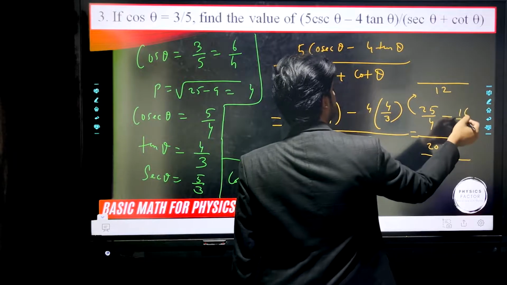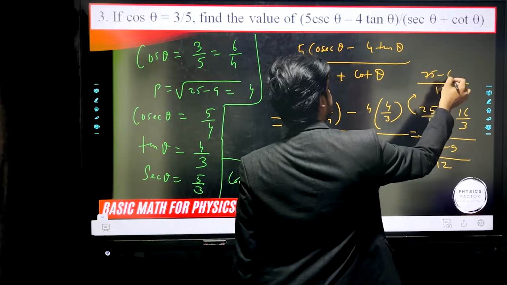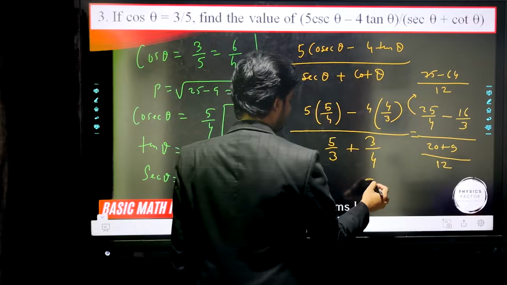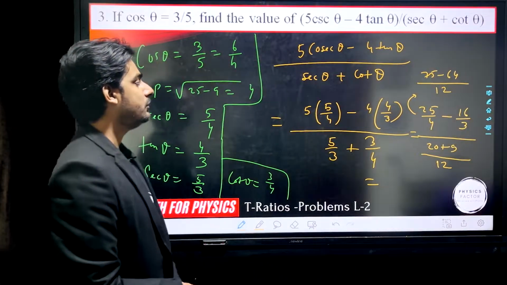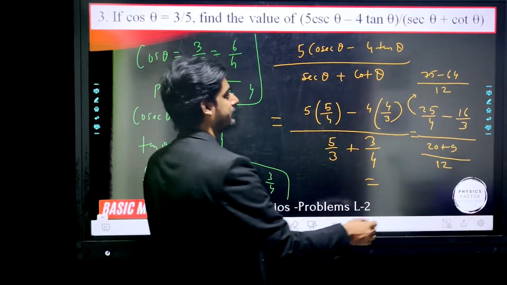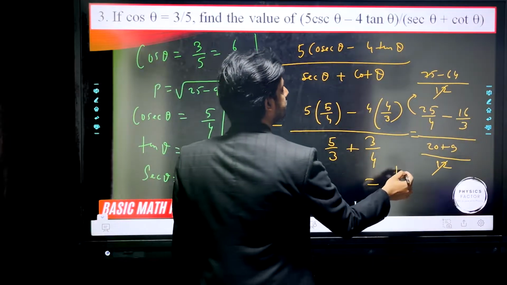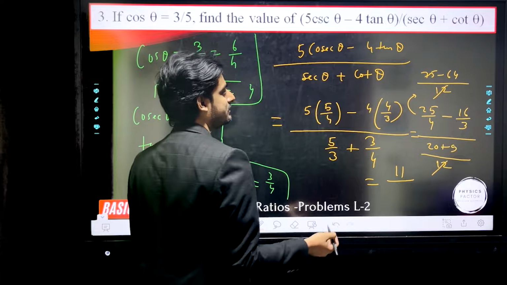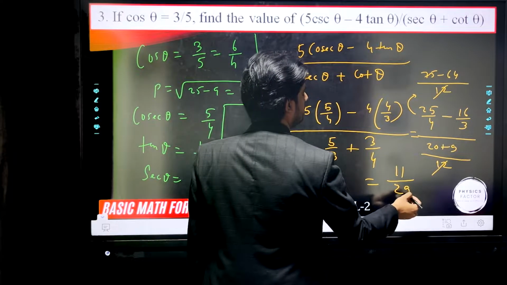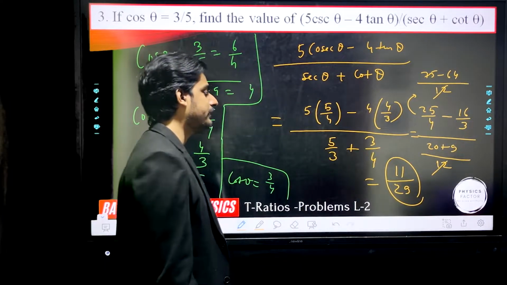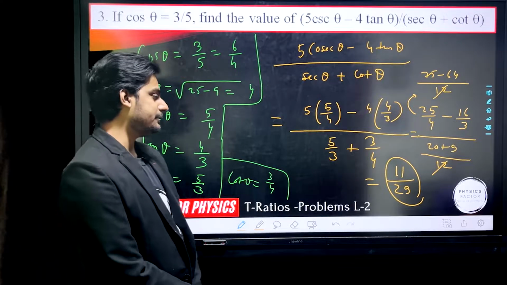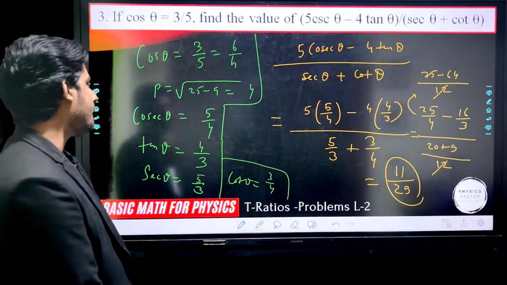LCM is 12, so 75 minus 64. Now 12 on both sides gets cancelled. So 75 minus 64 is 11 and 20 plus 9 is 29. So that is our answer. 11 upon 29 is the answer.